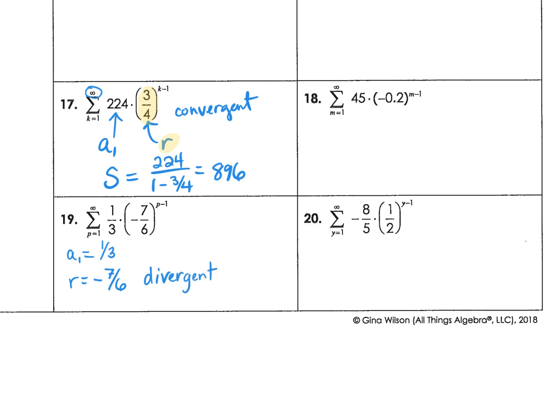Oh, well, 18, the answer is 37.5. Yeah. And it's convergent. Yes. All right. If it's divergent, you don't have to do anything else, do you? If it's convergent, you need to finish up and find the S for it. All right. Does anybody have any questions about this? Y'all good?